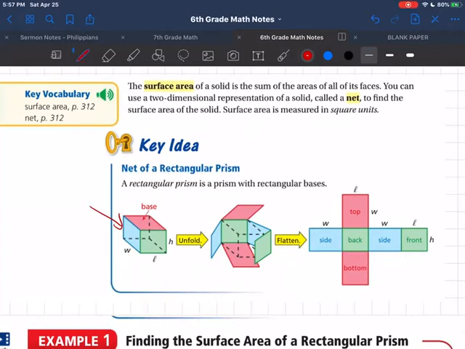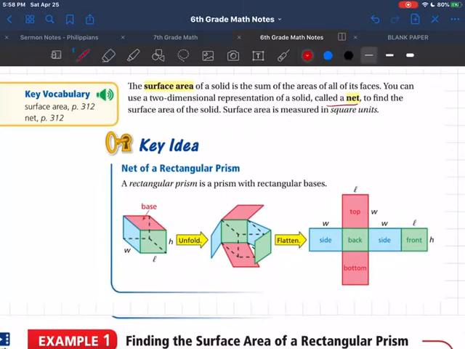Whereas volume would be think about filling it full, filling it up with water. So pouring water into this three-dimensional shape would be the volume. So we're going to be talking about surface area, so painting these sections. They're going to use different colors, they're going to show us some things, and we're going to learn it, okay? So you can use a two-dimensional representation of a solid called a net.